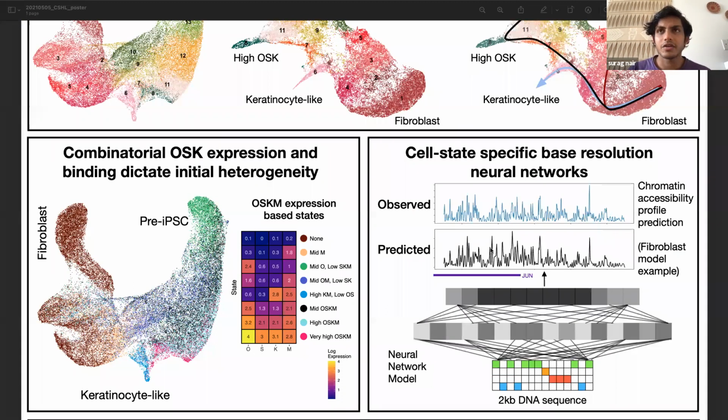We then train base resolution neural networks that take in a 2 kilobase DNA sequence input and predict the ATAC-seq profile of Tn5 transposase cut sites in a cell state-specific fashion. We train one model for each of our cell states.